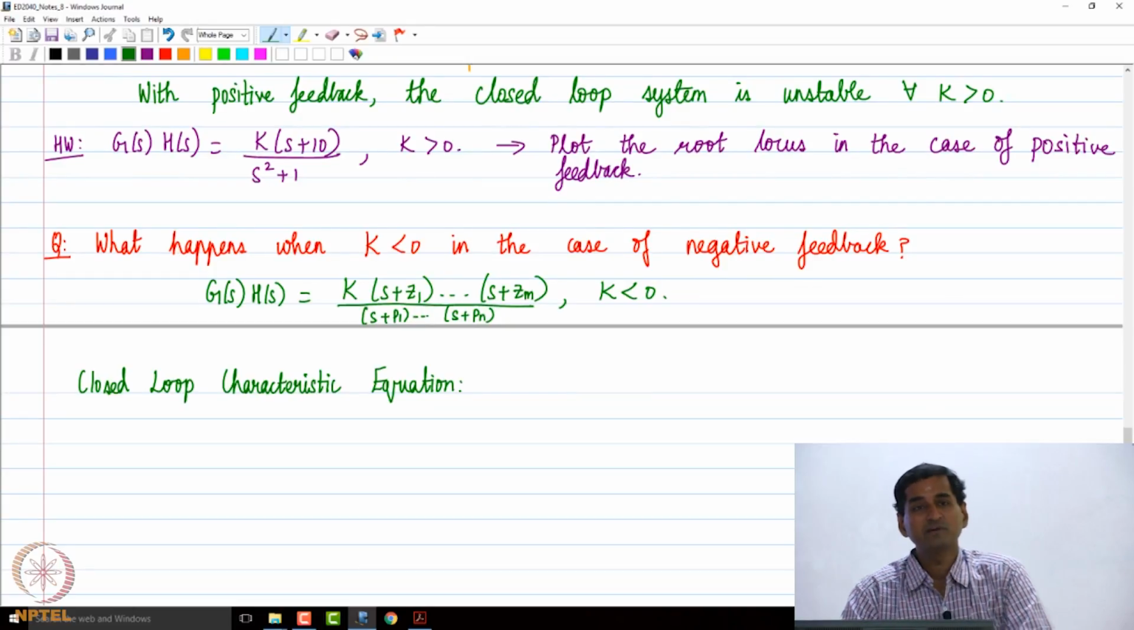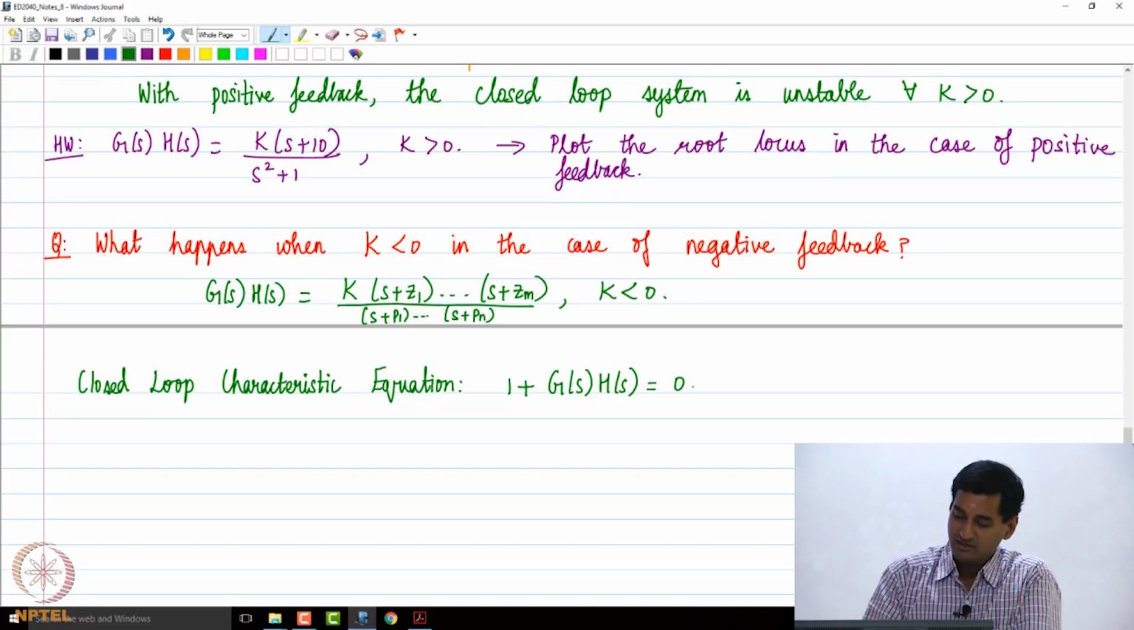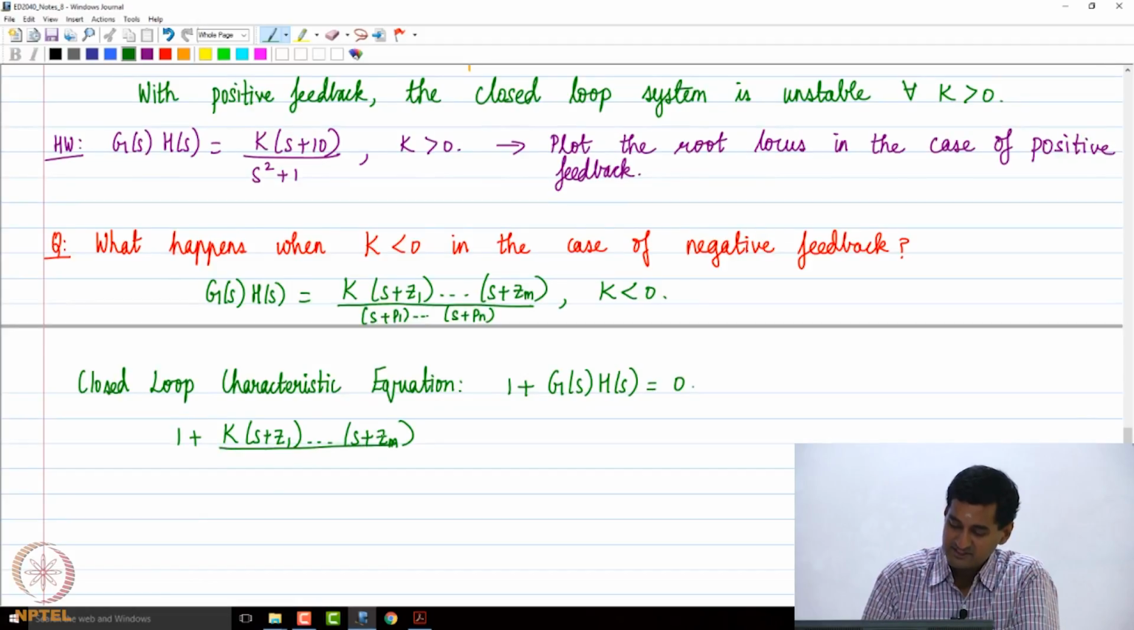What happens to the closed loop characteristic equation? Negative feedback, right? With negative feedback, the closed loop characteristic equation is 1 plus G(s)H(s) equals 0, right? Please remember that. So what happens to this one? If I substitute this structure, it will become 1 plus K (s plus z1)...(s plus zm) divided by (s plus p1)...(s plus pn) equals 0.